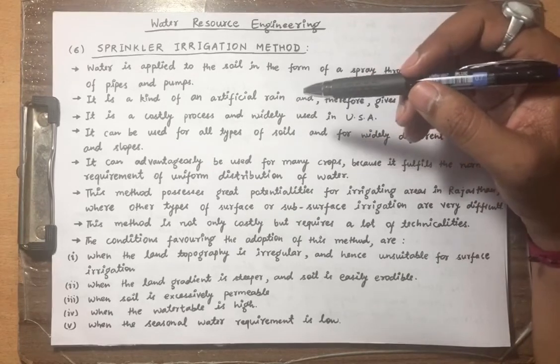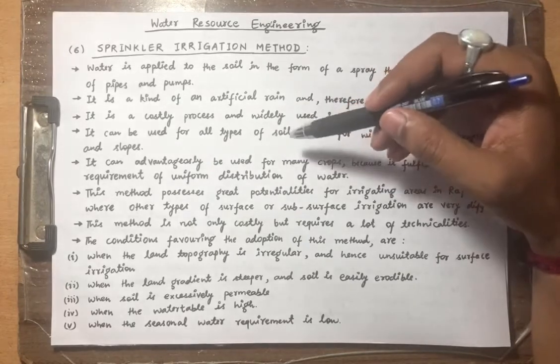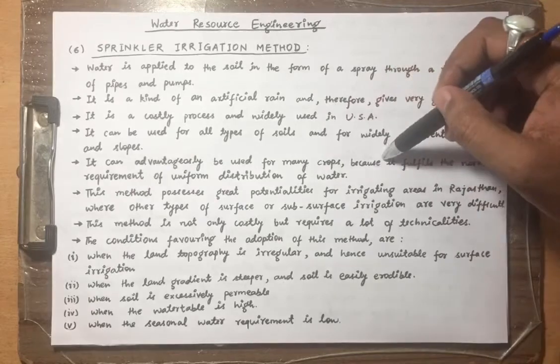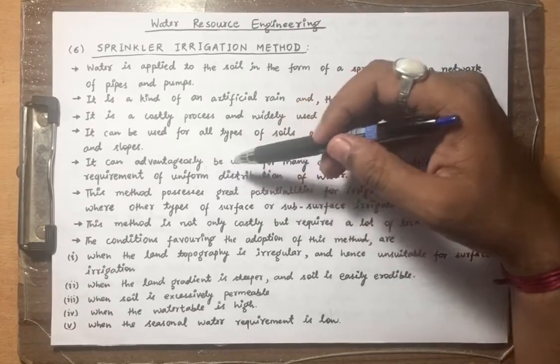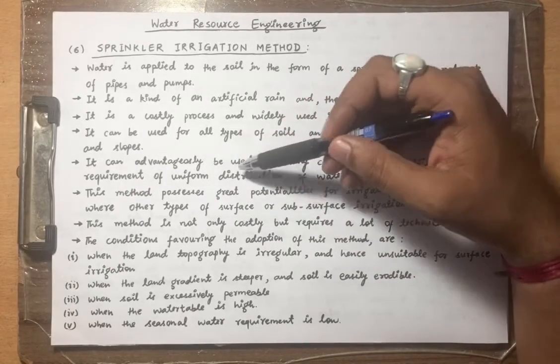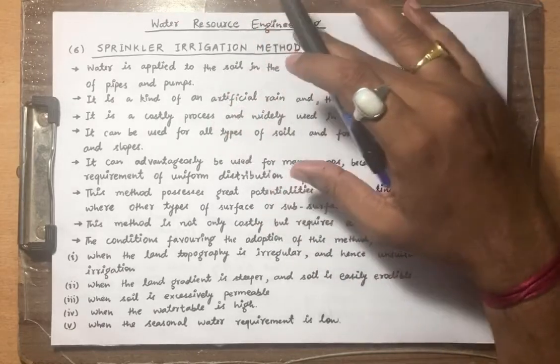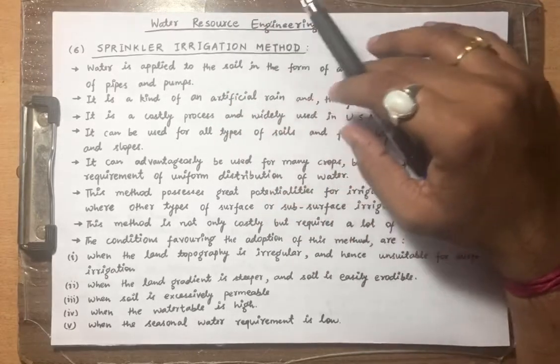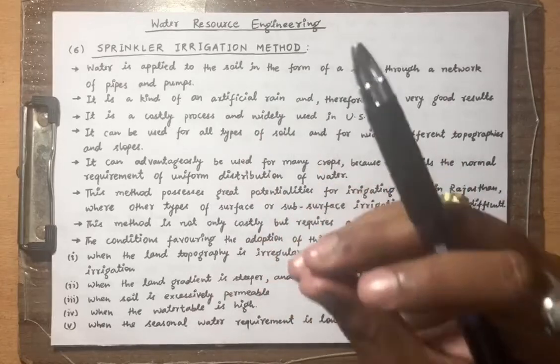It can advantageously be used for many crops because it fulfills the normal requirement of uniform distribution of water. One more advantage is the water is being uniformly distributed because it is a kind of rain.